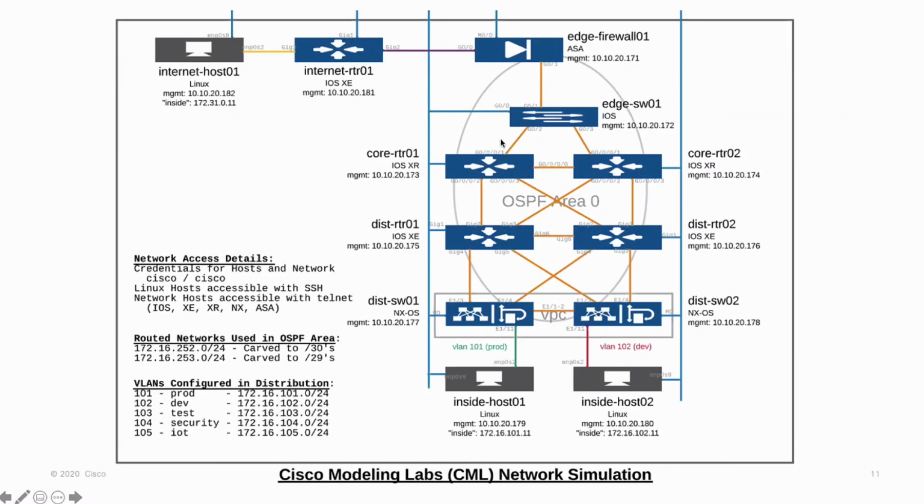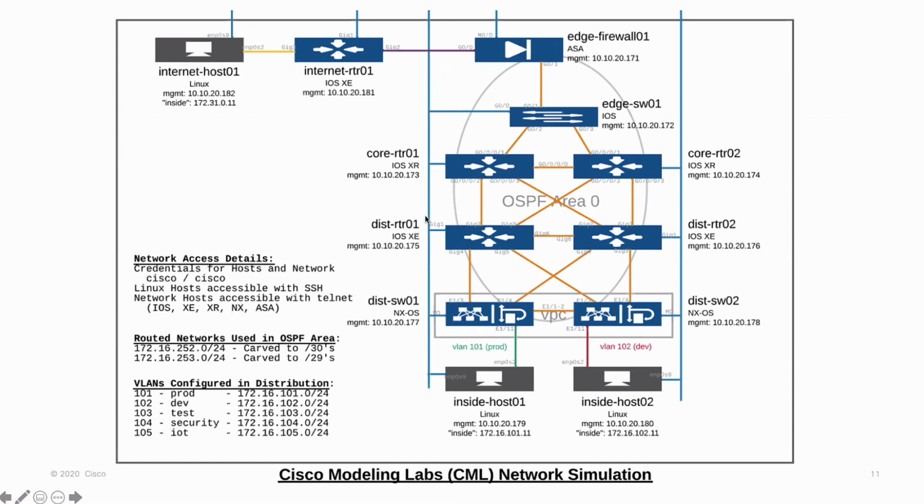And this is the topology we'll be working with in the sandbox. This is totally free and reservable on DevNet as well for anybody else. We have a couple iOS devices. We have Internet Router 1, Distribution Router 1 and 2, Edge Switch 1, all iOS devices. We have 2 XR devices with Core Router 1 and 2, and then 1 ASA device.